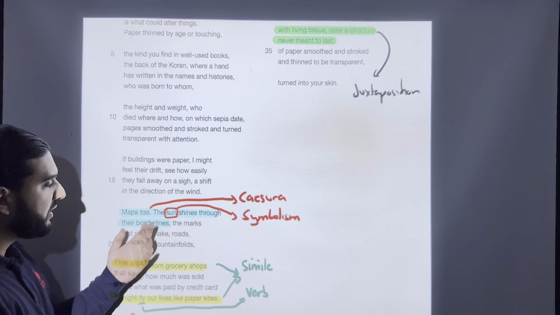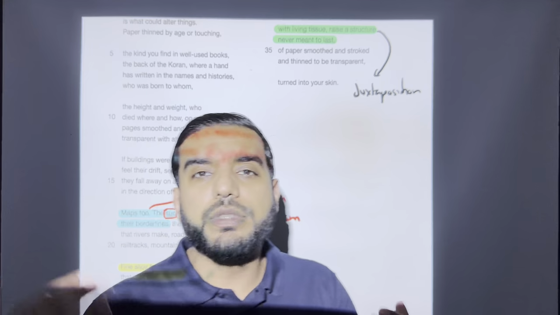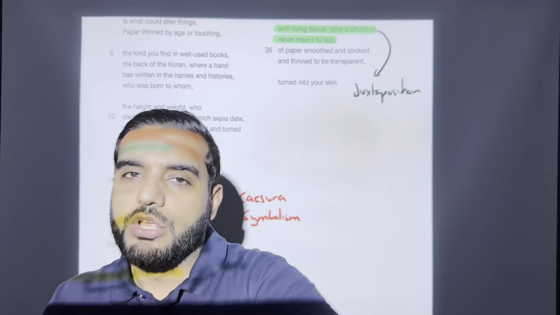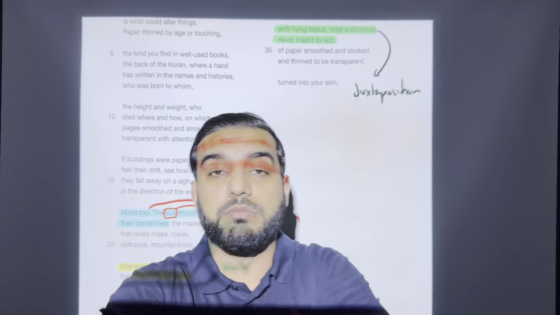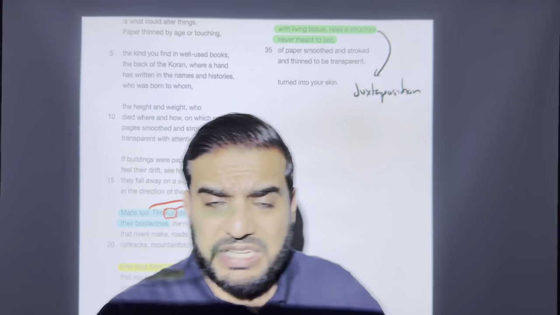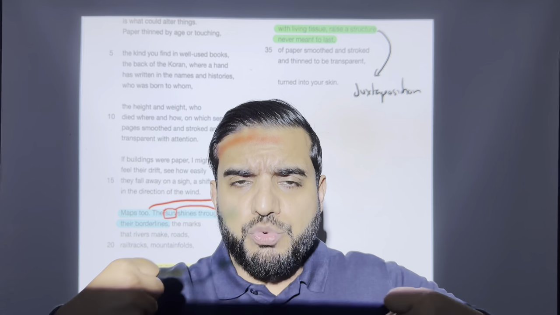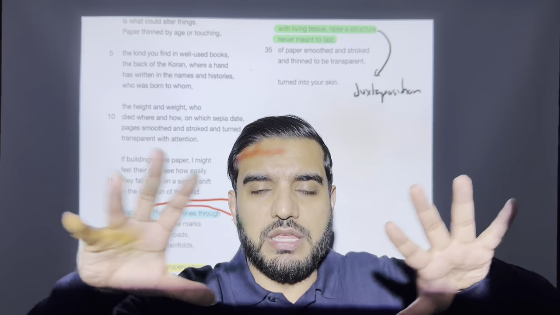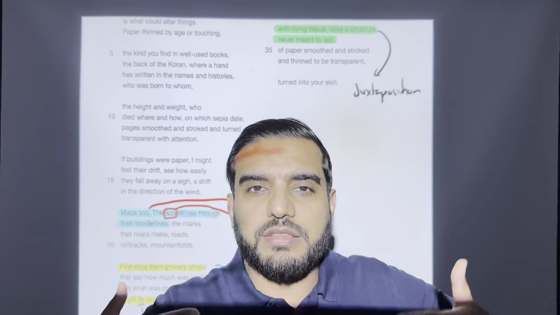Now, what are maps a symbol of? Maps are a symbol of the world, of course. And on the map, we have borders. You're from England, you're from America, you're from Pakistan, you're from this, you're from that. And the writer is saying that with the map, we should let the sun shine through the map. Now, when you let light shine through paper, what happens? The paper is hard to see. The paper becomes blurry because the light takes out a lot of the text or the lines.